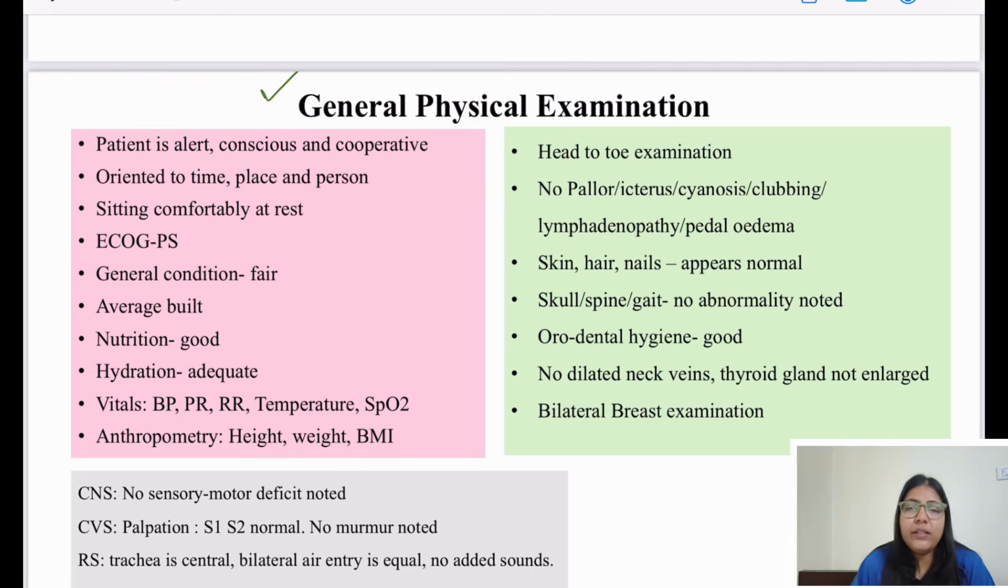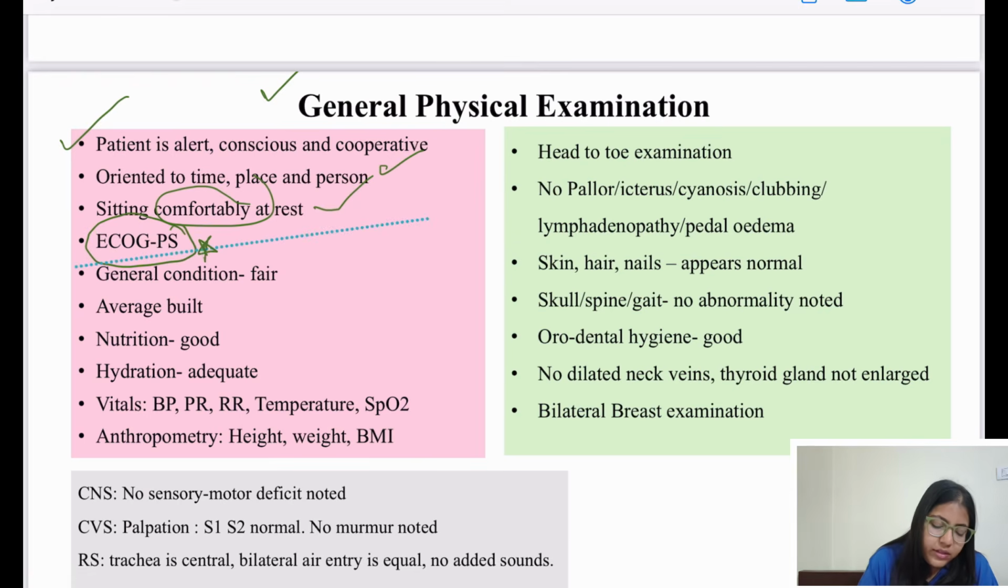Again, as in Obs, in gynae also we begin with general physical examination, as in all medicine and surgery, similarly in gynae. So you check if the patient is alert, conscious and cooperative, oriented to time, place and person, and sitting comfortably at rest. So this one is new, ECOG PS. I'll tell you afterwards. It is the performance status of the patient. We mention this point in suspected malignancy cases. Like if you are suspecting a case of malignancy, you mention this point.